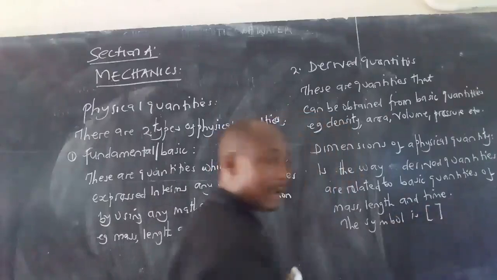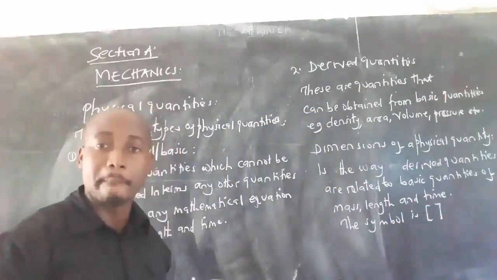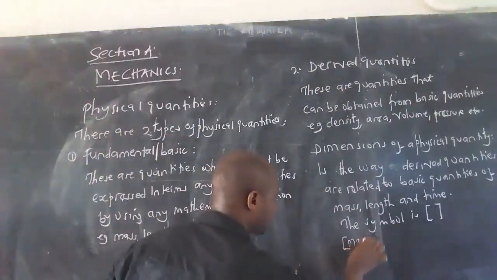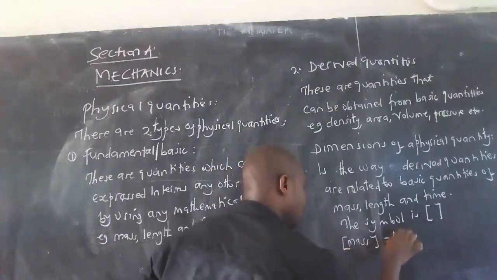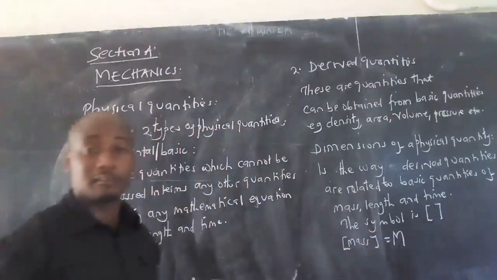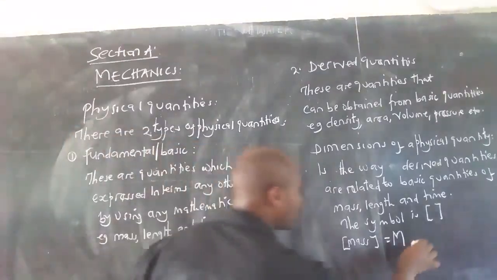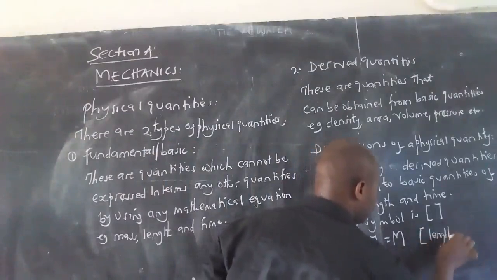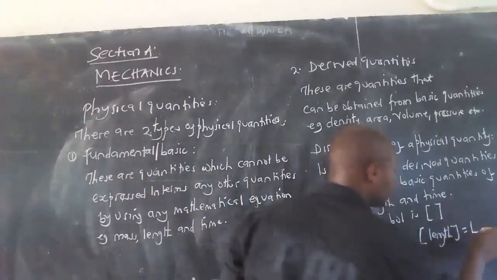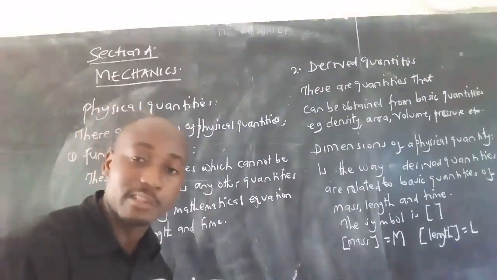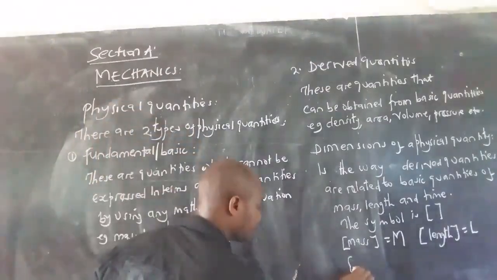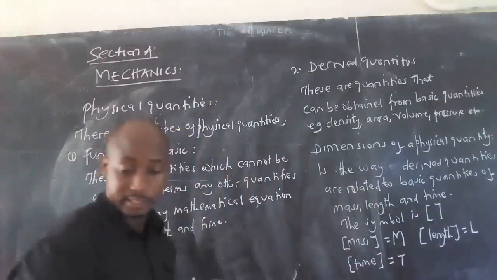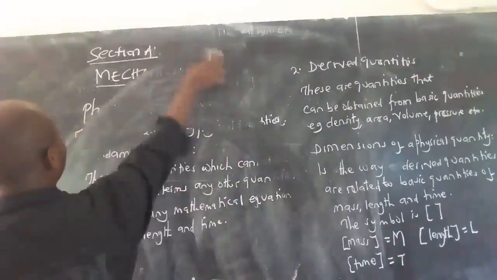Okay? We shall use the curved bracket to show the dimension, the symbol of dimensions. Then we shall say dimensions of mass, we shall use the capital M. Then dimension of length, we shall use capital L. And then dimensions of time, we shall use capital T.